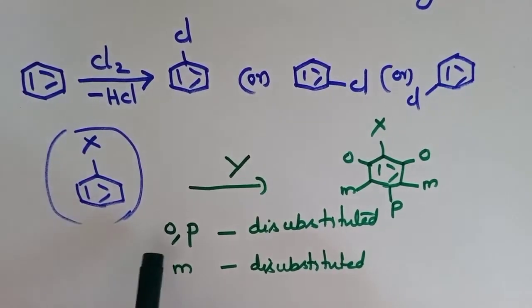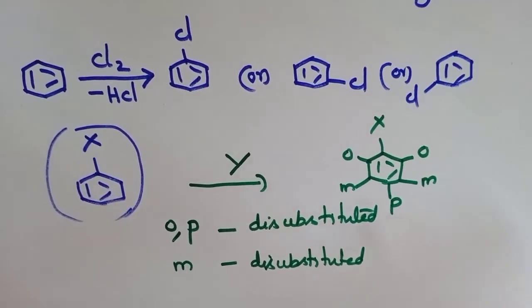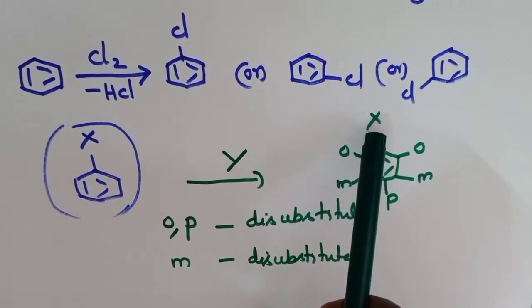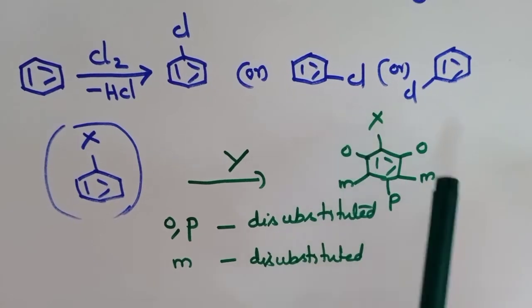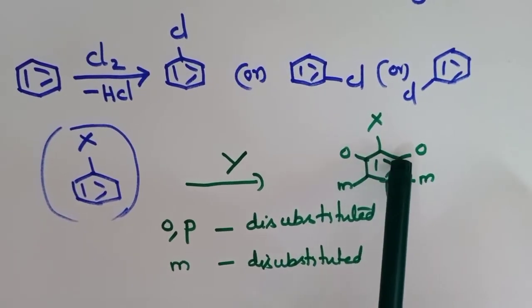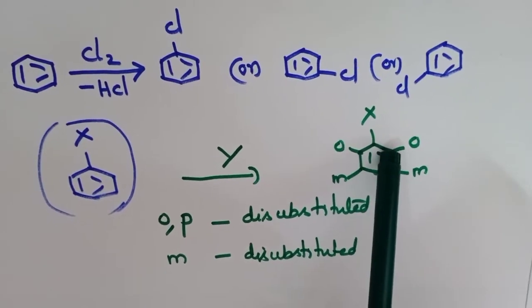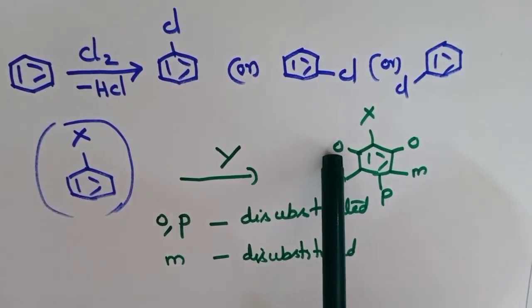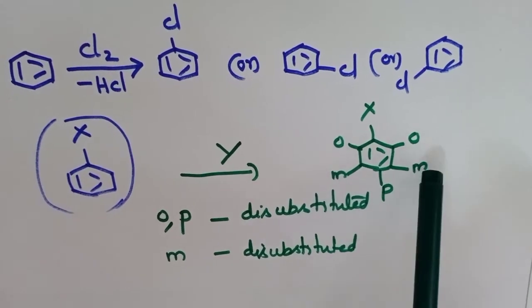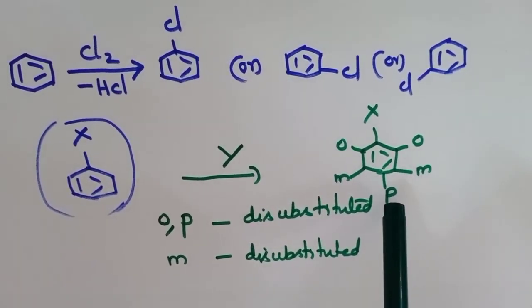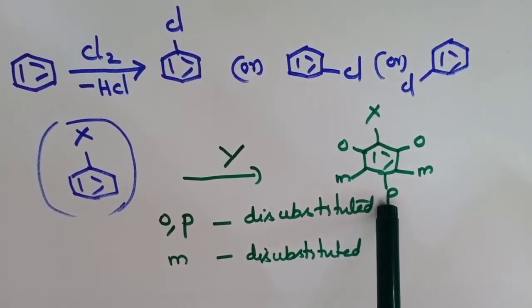So let me tell you the positions, ortho-para and meta positions. Look at benzene. See, this is the group already there, X, okay? And the 2 adjacent carbons next to the carbon which is bearing X, these positions we call as ortho. These positions we call as meta, and this position we call as para position.